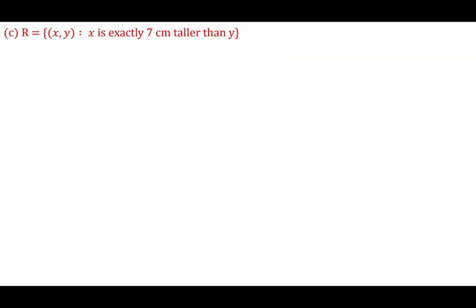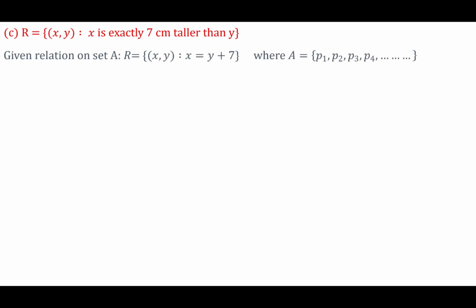Question C. Relation R is defined as (x, y) such that x is exactly 7 centimeters taller than y. The definition says R equals (x, y) such that x equals y plus 7. We have to check whether this relation is reflexive, symmetric and transitive. Now let's start with reflexive.